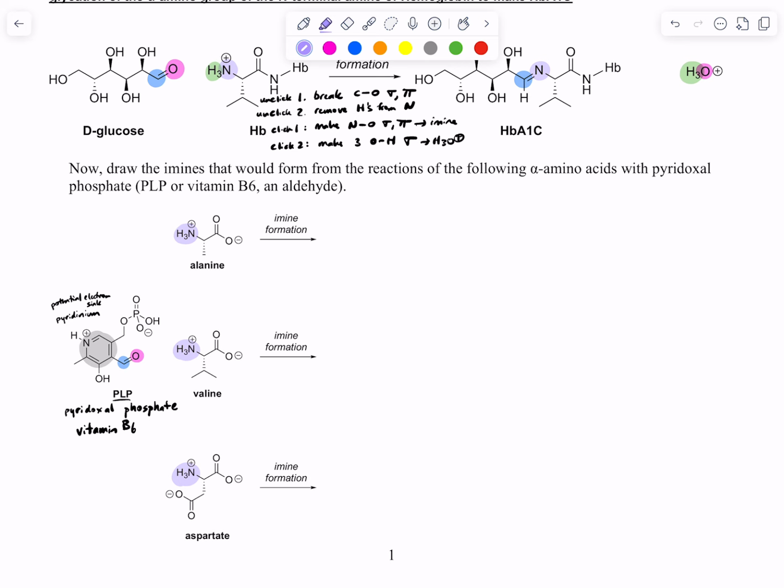That's right. Oh, yeah, sorry folks, I didn't want to draw PLP up here like 3 times. So these are 3 separate reactions. It's the reaction of alanine with PLP, and then the reaction of valine with PLP, and the reaction of aspartate with PLP. I just drew the structure of PLP.